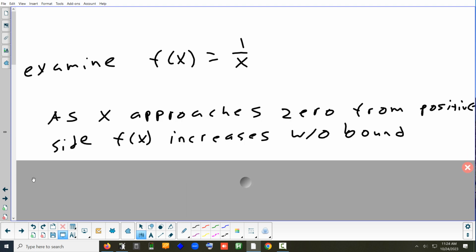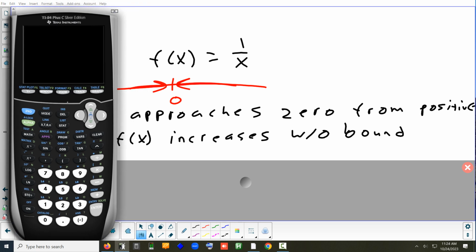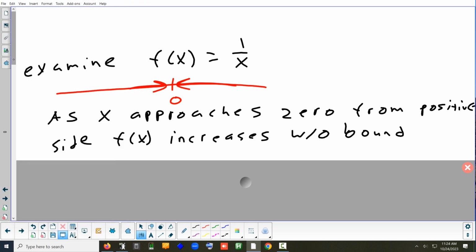So I want to look at what happens not when x is 0, but as x approaches 0. Now you can approach 0 from 2 directions. Here's 0. You can either come at it from the positive direction, where positive numbers are on the right, or you can approach 0 coming from the negative numbers. Let's see what happens as we approach 0 from the positive side. So what's a number that's really close to 0 coming at it from the positive side?